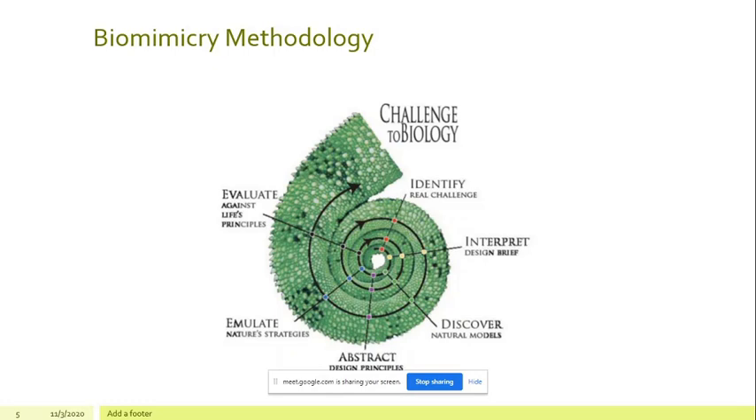Fifth is emulate. When we conceptualize our design, we then move forward toward equipment selection, process flow diagram, equipment sizing, and cost estimates. But in biomimicry, we should apply the lessons learned from nature, mimic its form, function, and ecosystem. Next step is to evaluate our model with respect to environmental compliances, reliability, social impacts, and operating costs, and also evaluate it against our life principles.